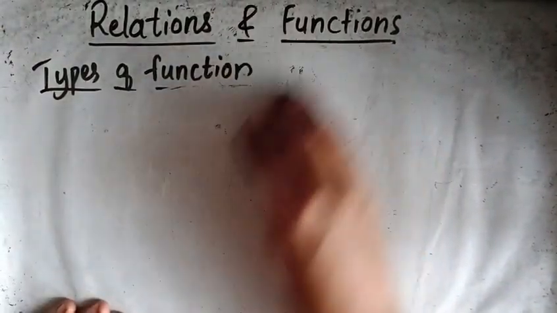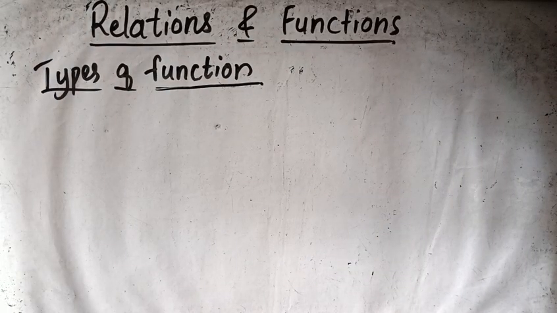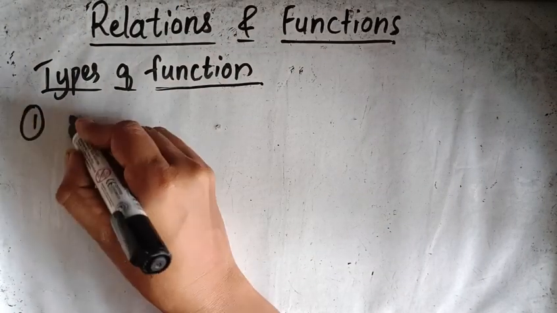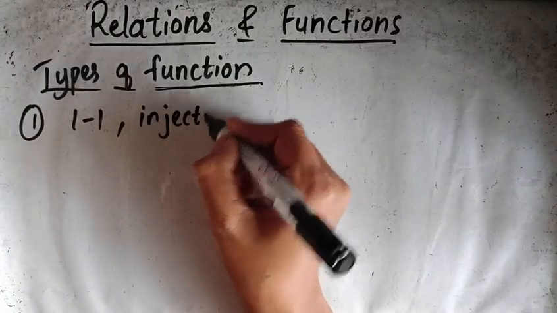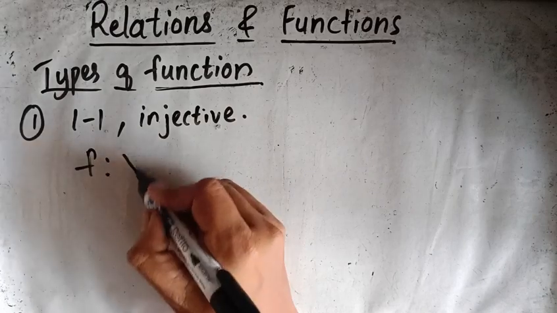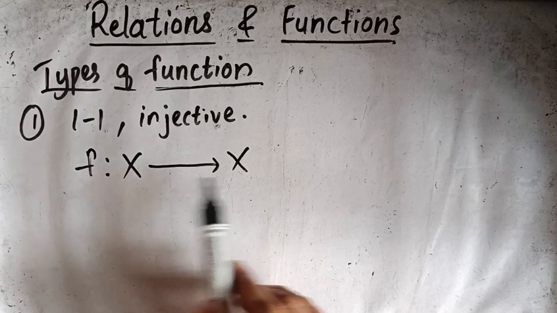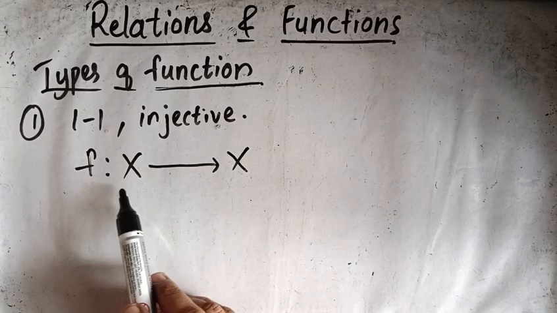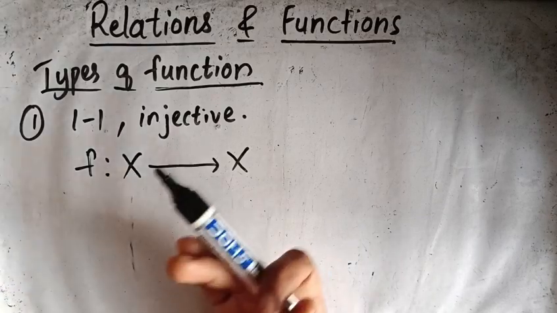Now we will see types of functions. Okay. Types of functions. First function is our 1-1 function. 1-1, or it is called injective. Okay. That is, if the images of distinct elements of x under f are distinct. That is, if a function is from some set x to x, okay, then the images are distinct of the elements in this set. Okay, then we say it is 1-1.